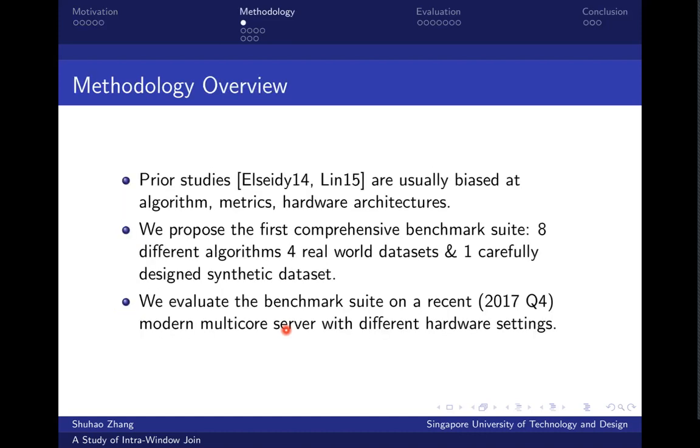Prior studies are usually biased towards a subset of algorithms and performance metrics. Furthermore, some are not evaluated on modern multicore processors. In this work, we propose the first comprehensive benchmark suite, including 8 different algorithms, 4 real-world datasets, and 1 carefully designed synthetic dataset. We then evaluate the benchmark on a recent multicore server with different hardware settings.